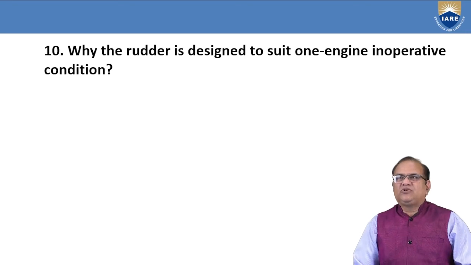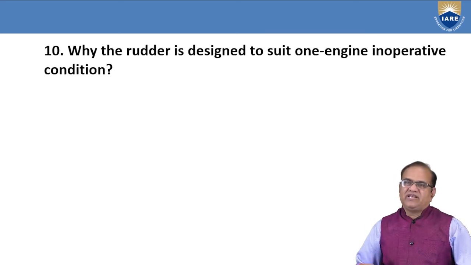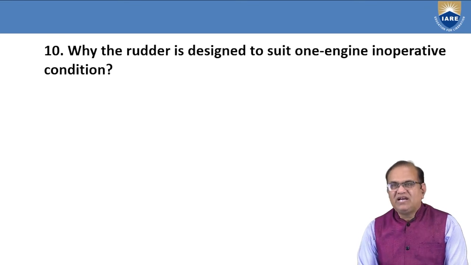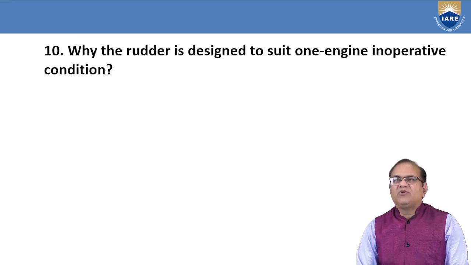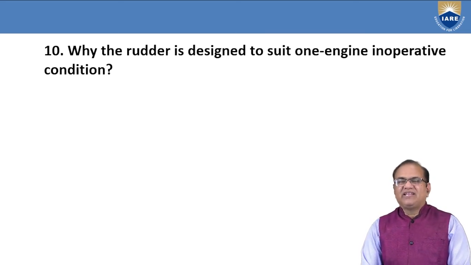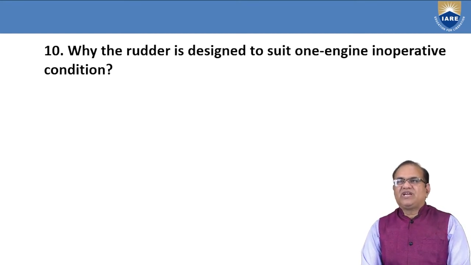Why is the rudder designed to suit one engine inoperative condition? Now we have seen that the main purpose of the rudder is to counter adverse yaw, and another point was the multi-engine aircraft: if one engine fails, how are you able to handle that situation? In that situation, the rudder is a very important component to handle the aircraft once one engine has failed. I am going to discuss here how this rudder is going to handle this one engine failure condition.